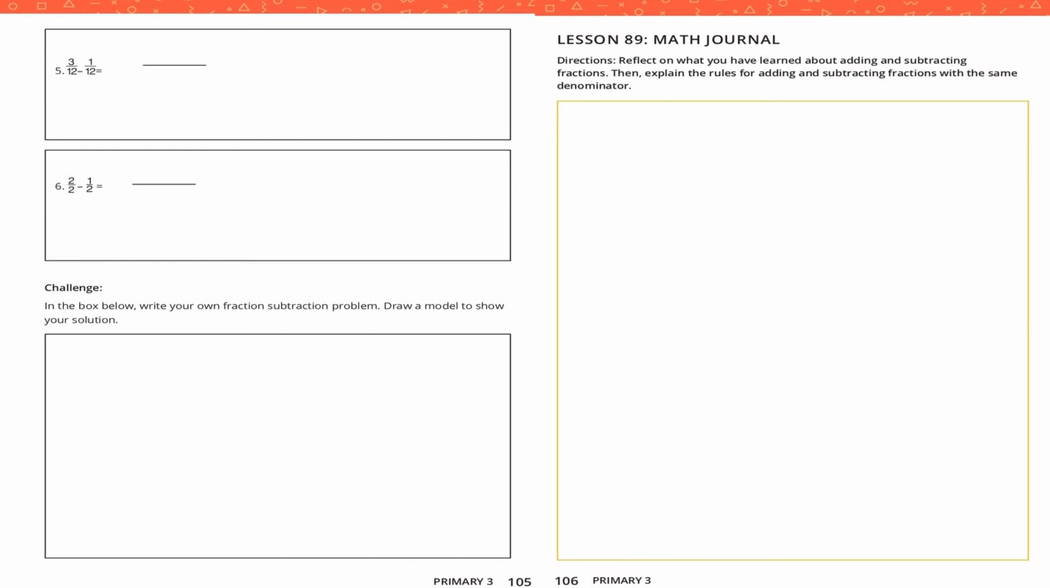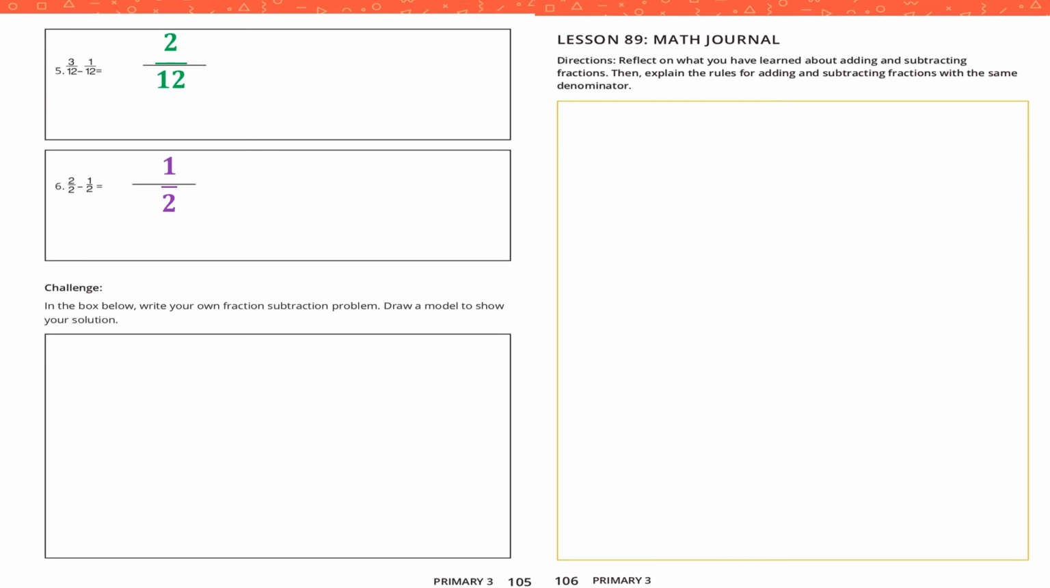Number 5, 3 over 12 minus 1 over 12. What shall we do here? Put the denominator as it is, 12 down, and subtract up, 3 minus 1 equals 2. So the result will be 2 over 12. Number 6, 2 over 2 minus 1 over 2. Also, put the denominator as it is, 2 down, and subtract up the numerators. 2 minus 1 equals 1. So the result will be 1 over 2.